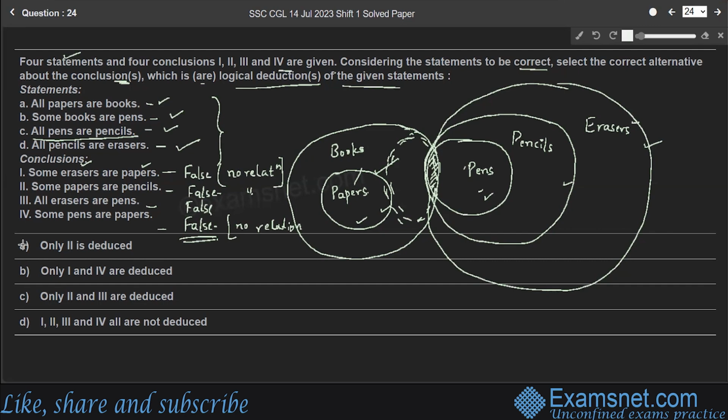So look at the options. Only 2 is deduced, 1 and 4 are deduced, 2 and 3 are deduced. So all four, 1, 2, 3 and 4, all are not deduced. So option D is the answer.